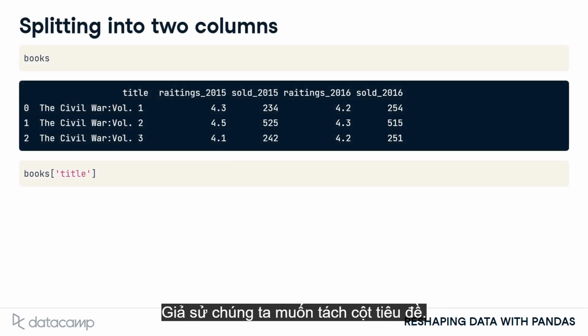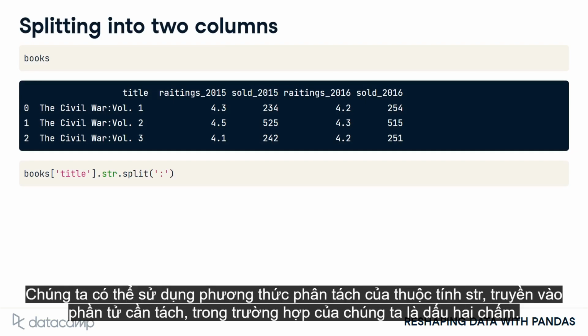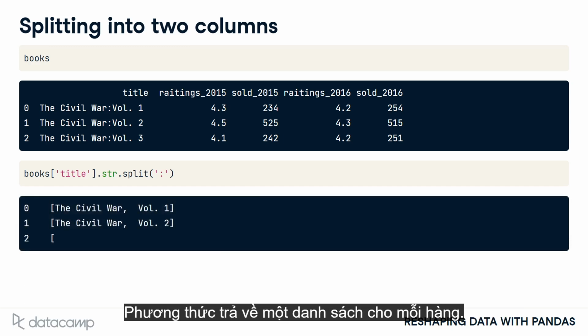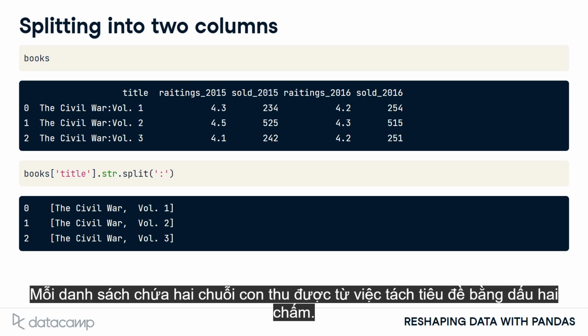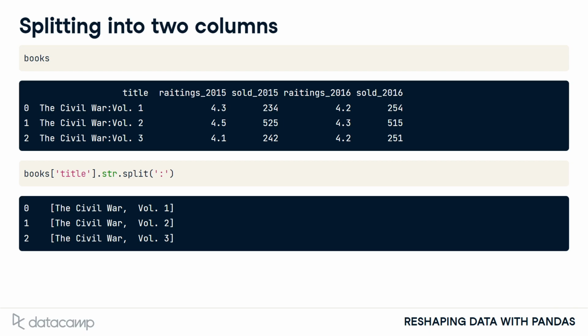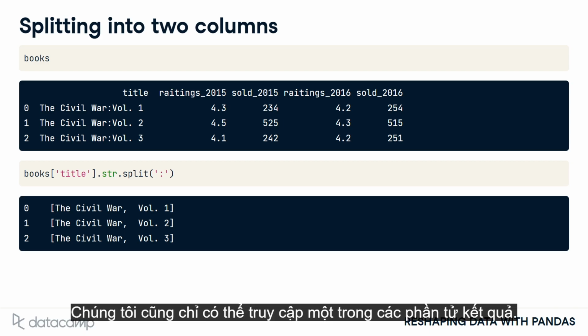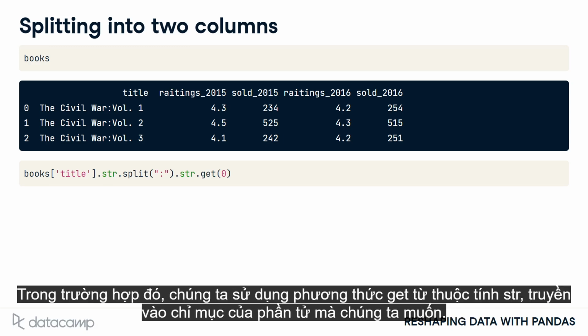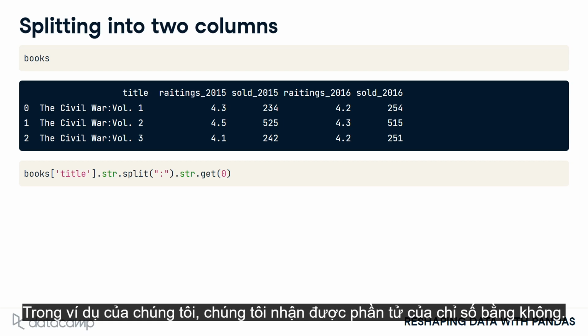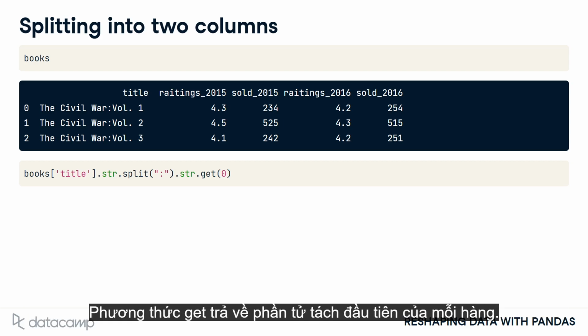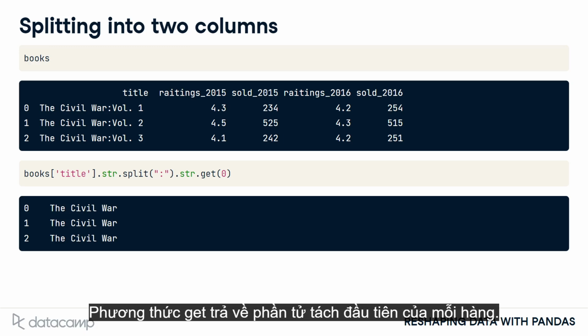Let's say we want to split the title column. We can use the split method of the str attribute, passing in the element to split on, in our case, the colon. The method returns a list for each row. Each list contains the two substrings obtained from splitting the title by the colon. We could also access only one of the resulting elements. In that case, we use the get method from the str attribute, passing in the index of the element we want. In our example, we get the element of index 0. The get method returns the first split element of each row.